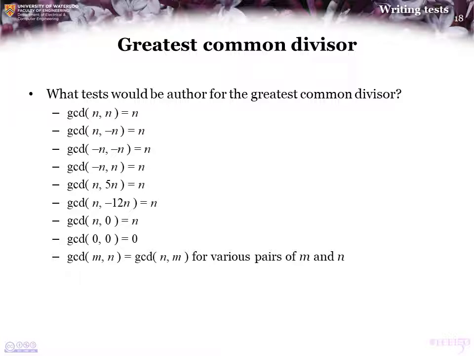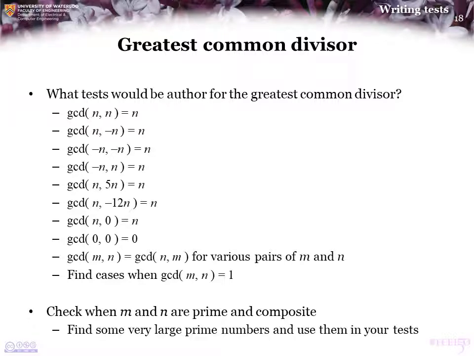The GCD of 17 and 32 should equal the GCD of 32 and 17. So consequently, it would be useful to ensure that these two values are equal for various pairs m and n. Finally, I should have a number of cases where the GCD of two integers is equal to 1. That is, they share no common factors, or m and n are said to be co-prime.